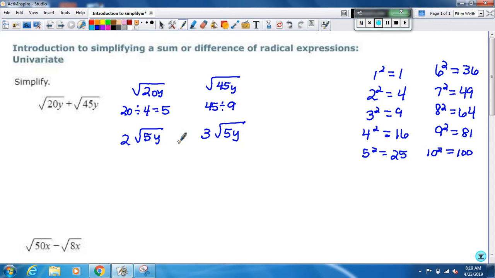And then you had a plus sign between these. Now all you tell me is how many square roots of 5y you have. So once you simplify the radical, you leave it alone and just deal with the coefficients, the numbers outside. So 2 plus 3 is 5. 5 square roots of 5y.